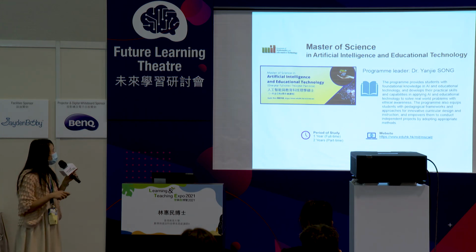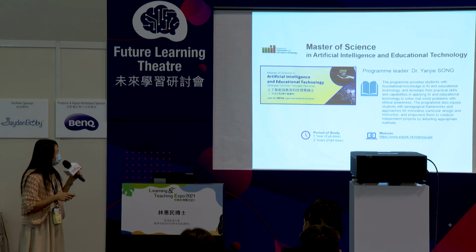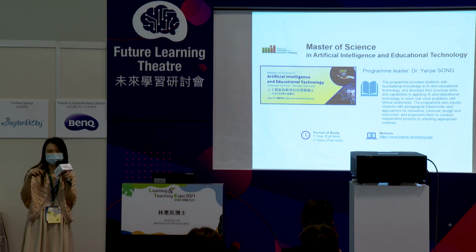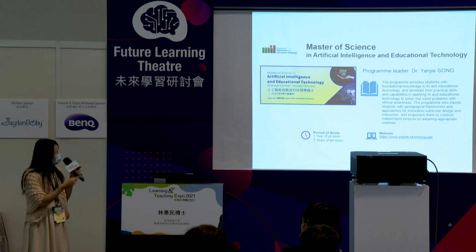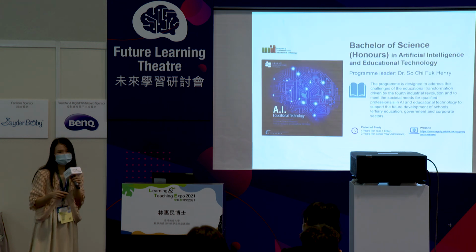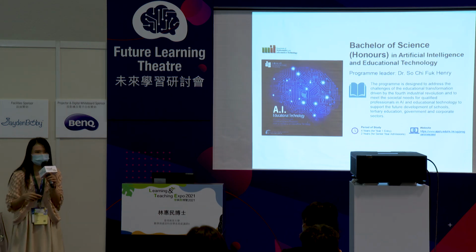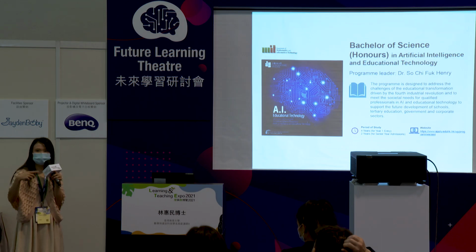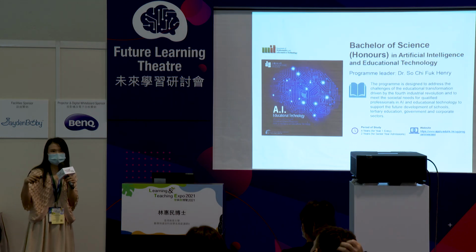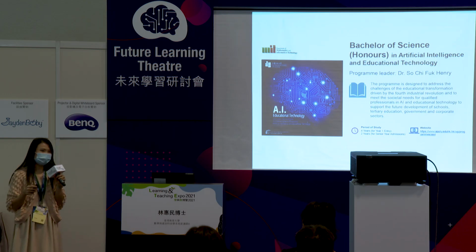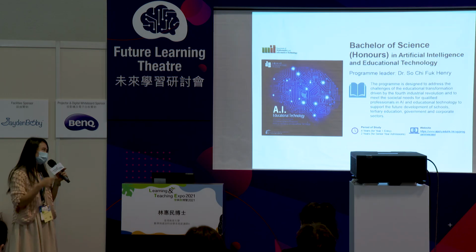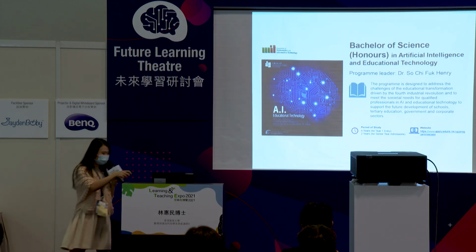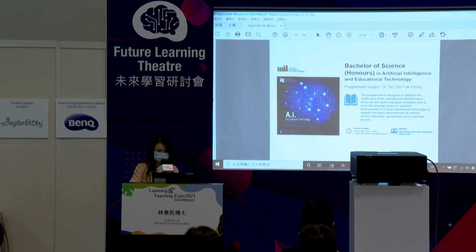We have two programs developed. There's a Master of Science in AI and Education, launched this year in semester 1. And another one is a Bachelor of Science for undergraduate students, which will be launched next year, I think 2022. That will be the first semester for the new students, with senior intake and first year intake as well. If you want more information, feel free to ask me about the details.